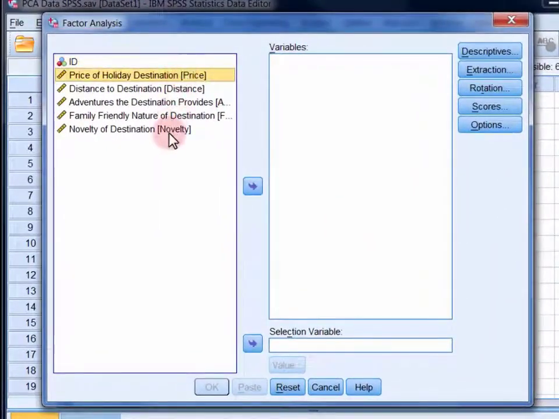Move all of the variables that you want to subject to principal components analysis into the variables list. If you click on the first item and then hold down the Shift key and then click on the last, you can select them all at once.